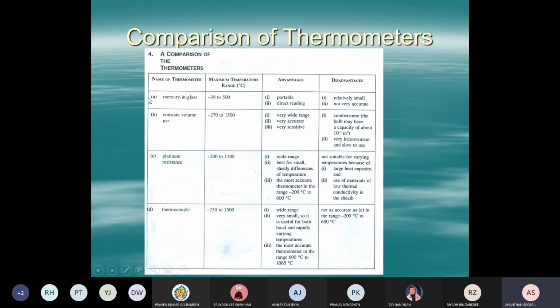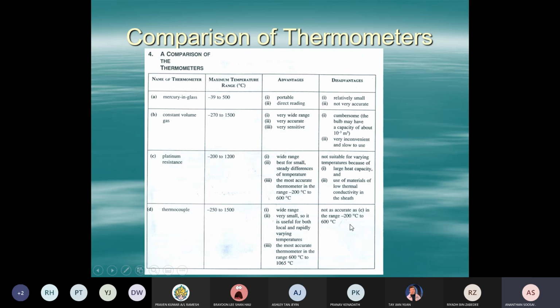So for mercury in glass, what is the thermometric property? Length. Constant volume gas, what is the thermometric property? Pressure. Platinum resistance, what is the thermometric property? Resistance. Thermocouple, EMF, electromotive force. So finally, you need to memorize this table.